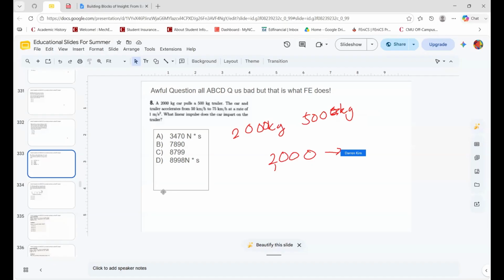So basically what's happening, the linear impulse is basically just doing what we did last time, which is delta mv. So m times (v2 minus v1). So it's 2,000 multiplied by (75 minus 50). And you get a value that doesn't make sense, oh yeah, you have to multiply by 1,000 and divide by 3,600. I'm doing it a little bit fast because we did this before earlier.